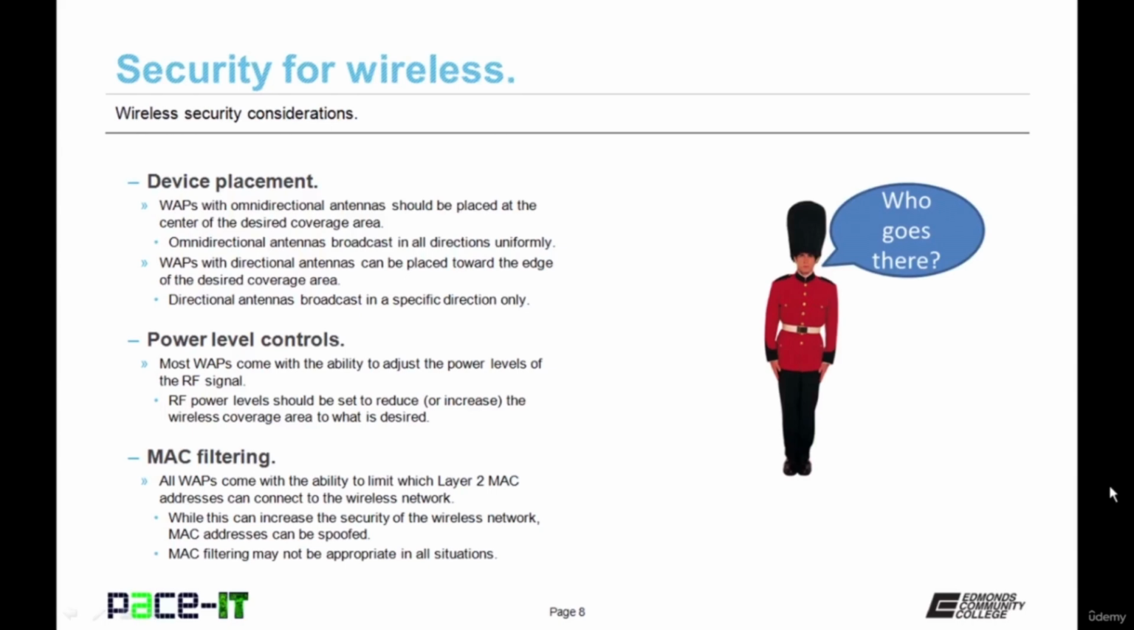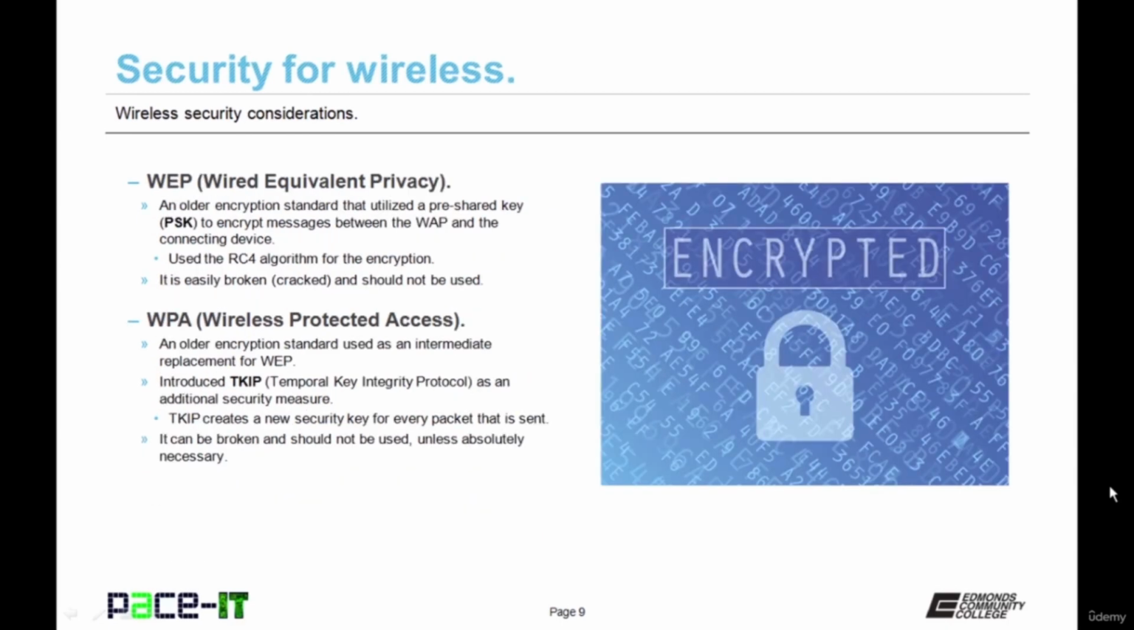All WAPs come with the ability to limit which layer 2 MAC addresses can connect to the wireless network. While this can increase the security of the wireless network, MAC addresses can be spoofed by an attacker. In addition to this, MAC filtering may not be appropriate in all situations, especially if there are a lot of wireless devices that come and go from the network, with new ones showing up all the time. In this case, MAC filtering is not the best option. A better option would be to enable encryption.